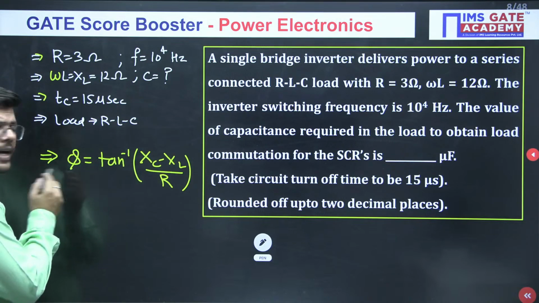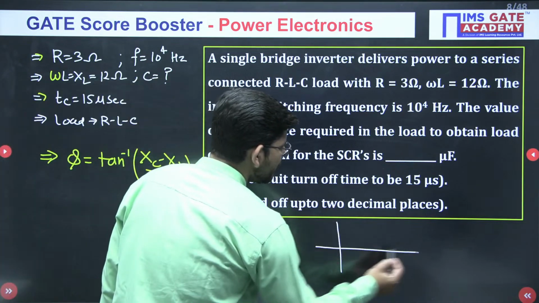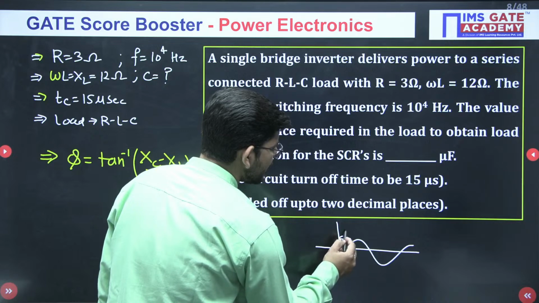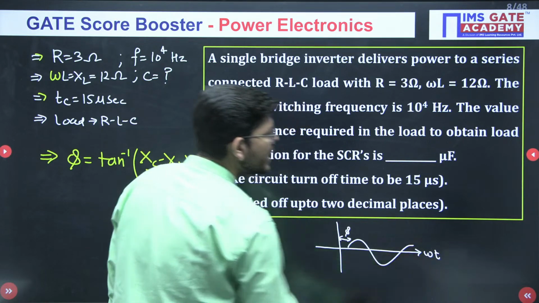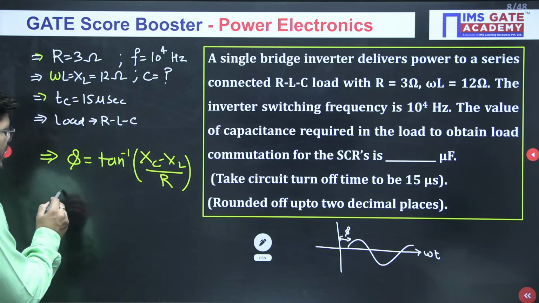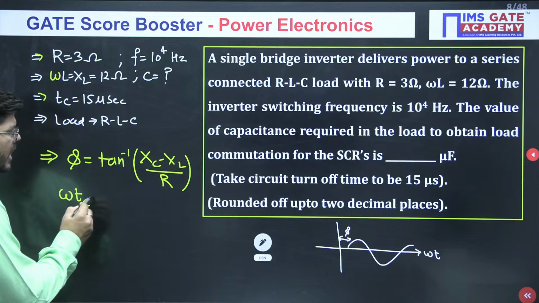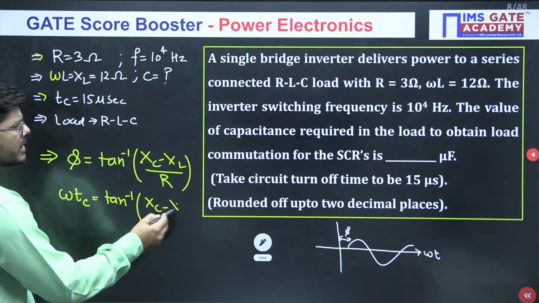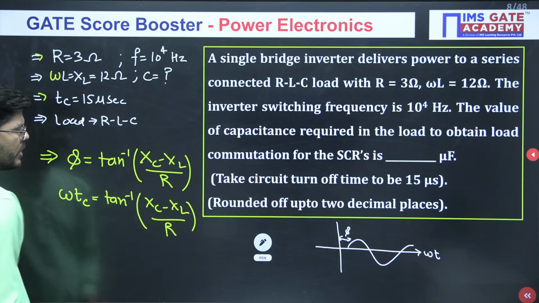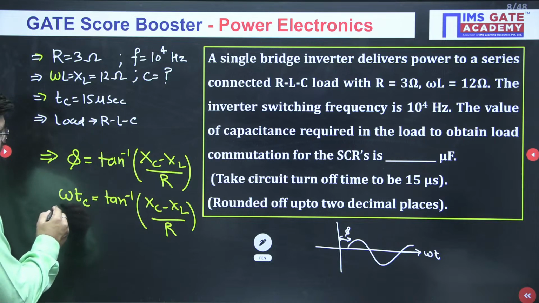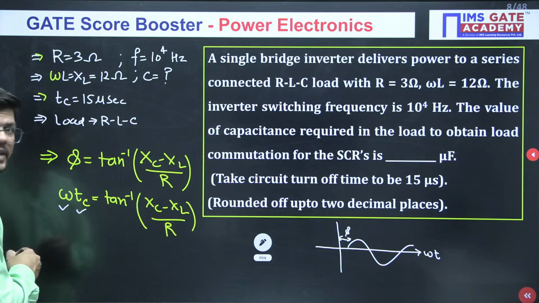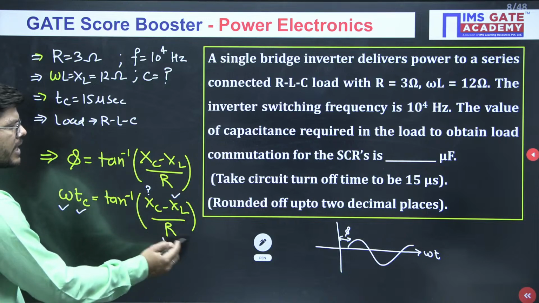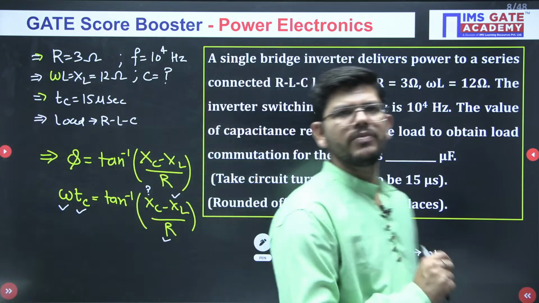Now this angle phi you will get on the waveform. If your waveform is like this, then this is the angle phi. What is this axis? It is the omega t axis. So phi is basically omega t, and for t I am writing Tc, equal to tan inverse of (XC minus XL) over R. In this expression, omega is known, Tc is known, XL is known, and R is known. XC is what we have to calculate, so first we find XC from this expression.